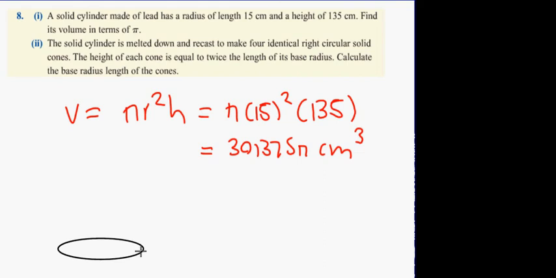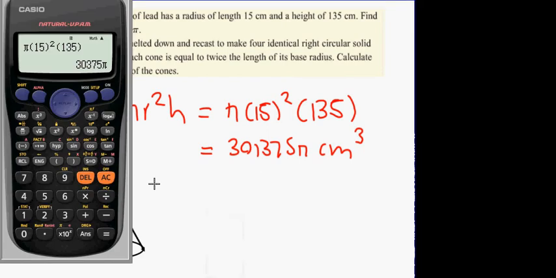And we have to figure out what are the dimensions of these cones. So what we can tell right away is that if they're made into 4 cones, if we divide our answer by 4, we find the volume of 1 cone. So let's just get our last answer and divide it by 4. And what we get there is, you're better off keeping it as a fraction.